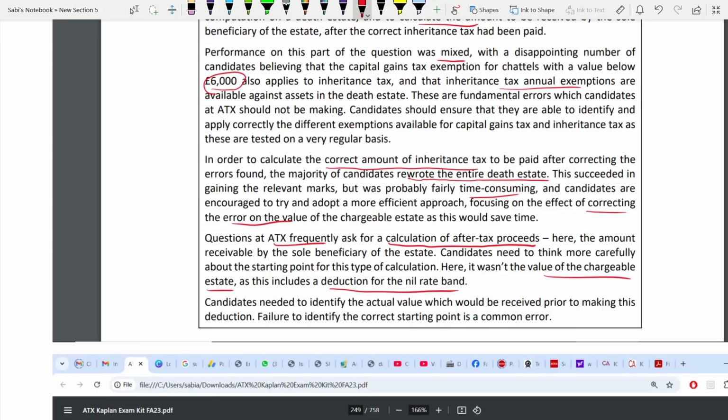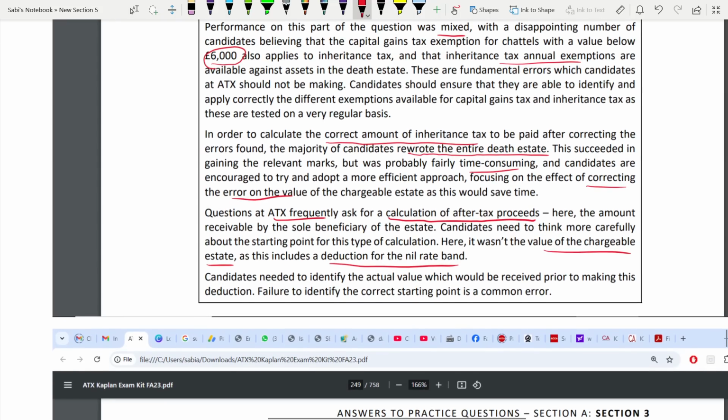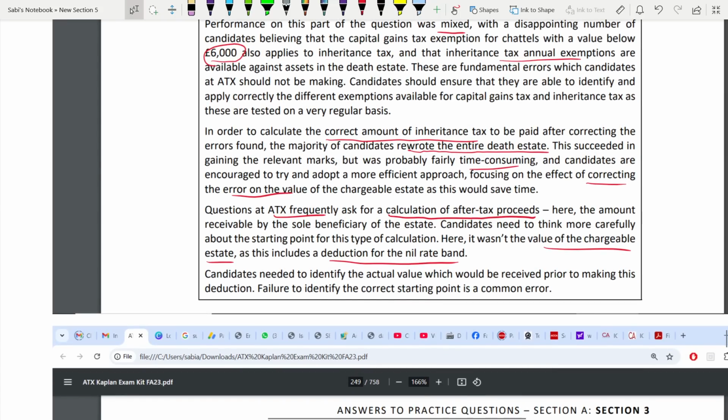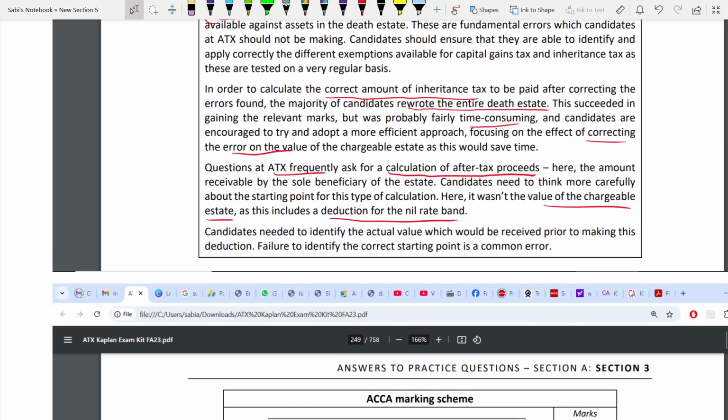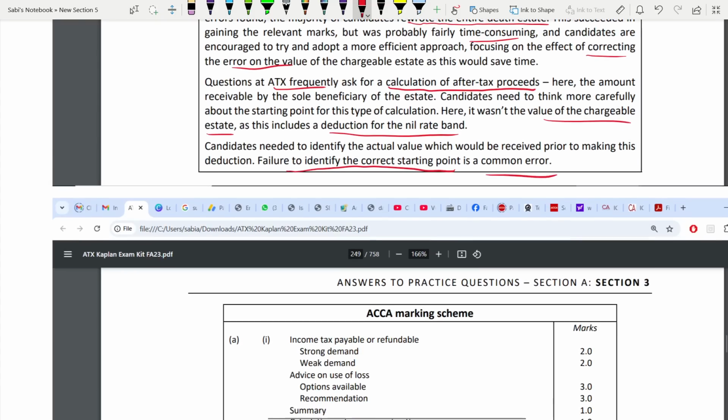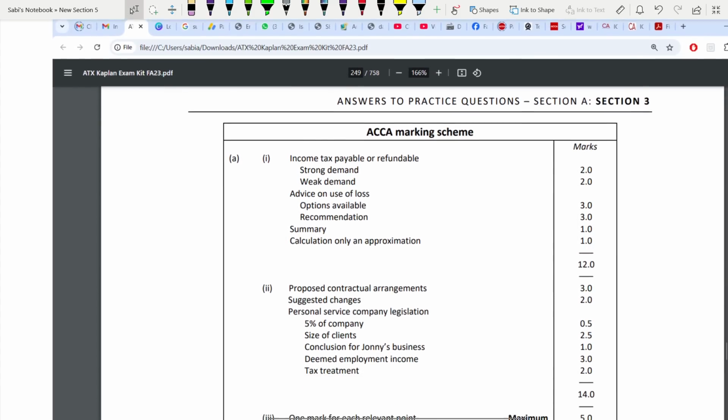Okay. Now, if you fail to identify the correct starting point, this is also a very common error. Students often start from the incorrect figure. If the starting point is incorrect, everything goes wrong. They take the figure after deducting the nil rate band, but you have to take it before deducting the nil rate band. Okay. So now let's go to the marking scheme.